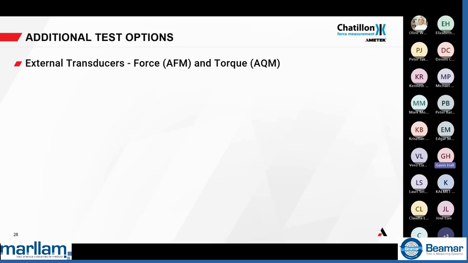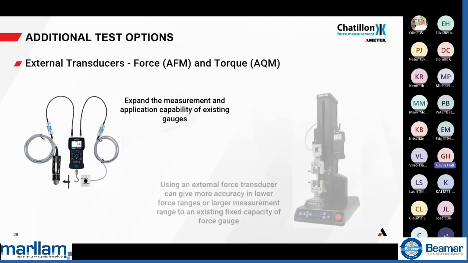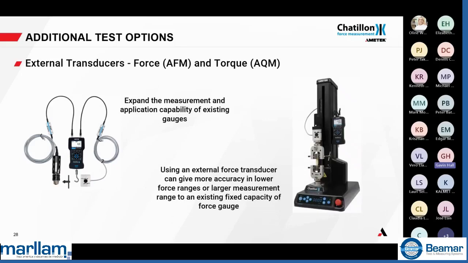So, additional test options. We also make external transducers. So these are force transducers, and we also do a torque transducer. These attach externally to the digital force gauge, and basically expand the measurement and application ability of the gauges. If you have a smaller lightweight gauge, we can also use it with an external gauge to expand the testing range of that gauge. It will accept a larger capacity external force cell and treat it with the same measurement technique and accuracy.